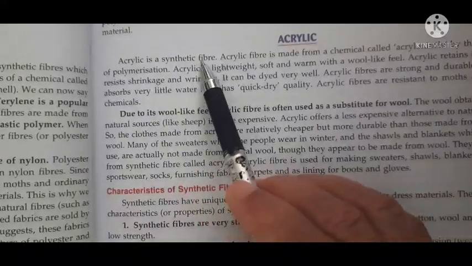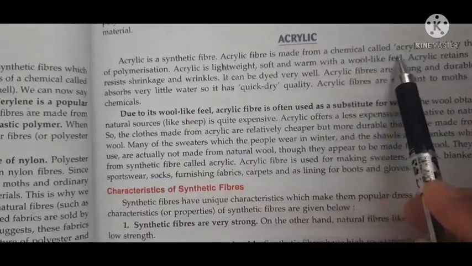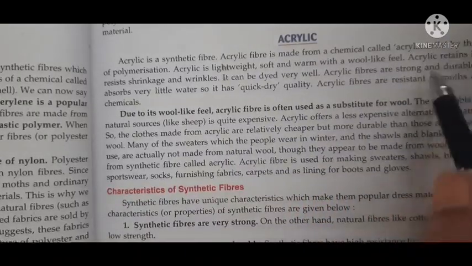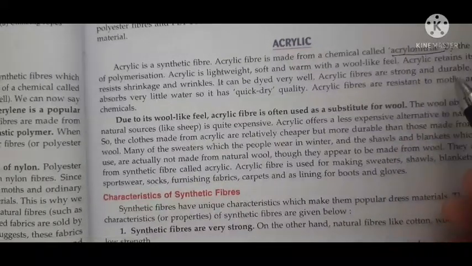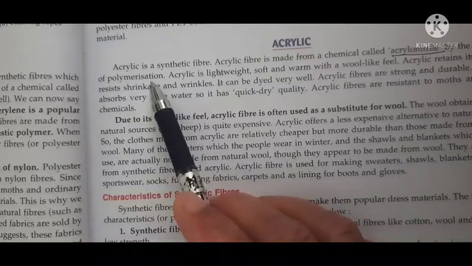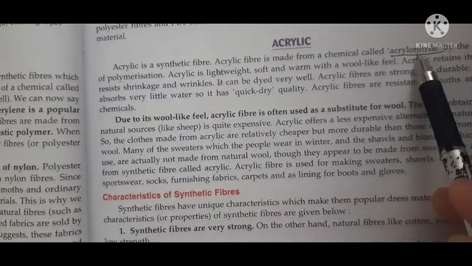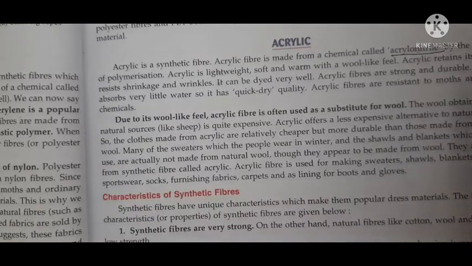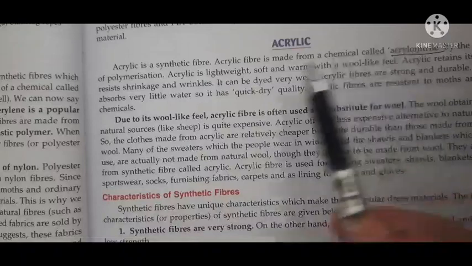This acrylic is also a synthetic fiber. Acrylic fiber is made from a chemical called acrylonitrile. Please underline. It is made from a chemical called acrylonitrile by the process of polymerization. Okay. So what is the chemical used here? Acrylonitrile. Is it clear? And the process is polymerization.